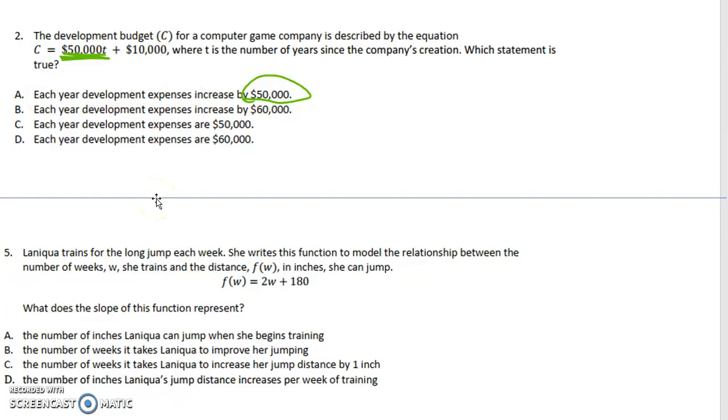All right, looking at the one below, Laquina trains for the long jump each week. She writes this function to model the relationship between the number of weeks, W, she trains and the distance in inches she can jump. What does the slope of the function represent? So take a look at that. What does that slope represent? If you said the number of inches Laquina's jump distance increased per week of training, you would be correct.